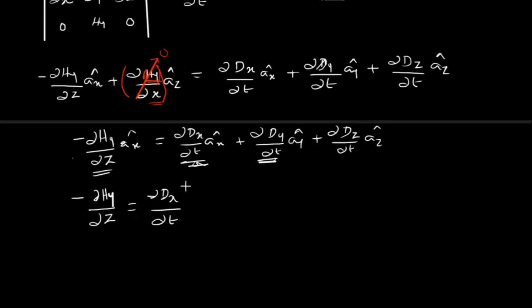So if I consider Dx as epsilon Ex, this equation can be further written in the form ∂Hy/∂z is equal to minus epsilon. So I just take this Dx as epsilon Ex and the negative sign to the RHS. So I get ∂Hy/∂z equal to minus epsilon ∂Ex/∂t. So let me write it as first equation for later reference.